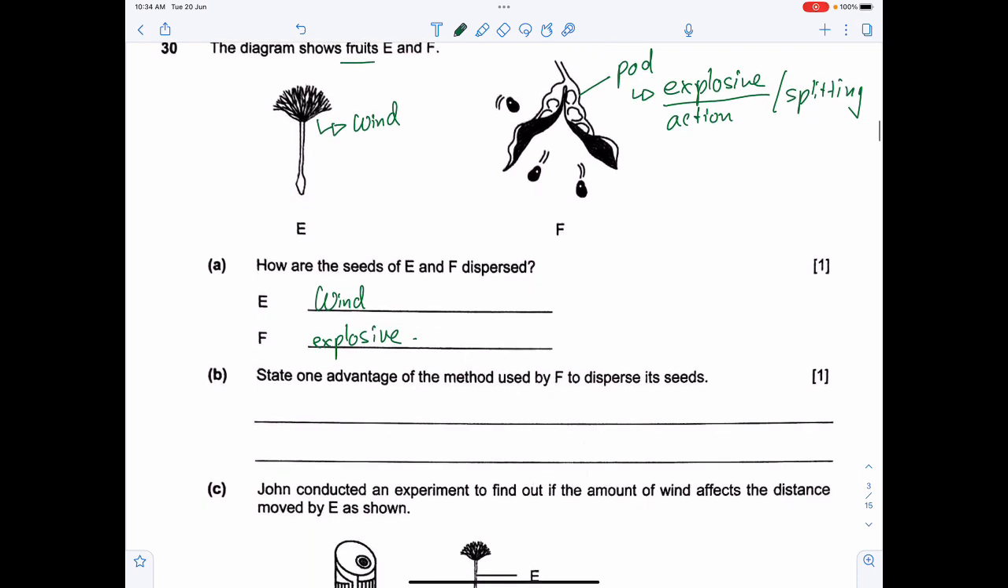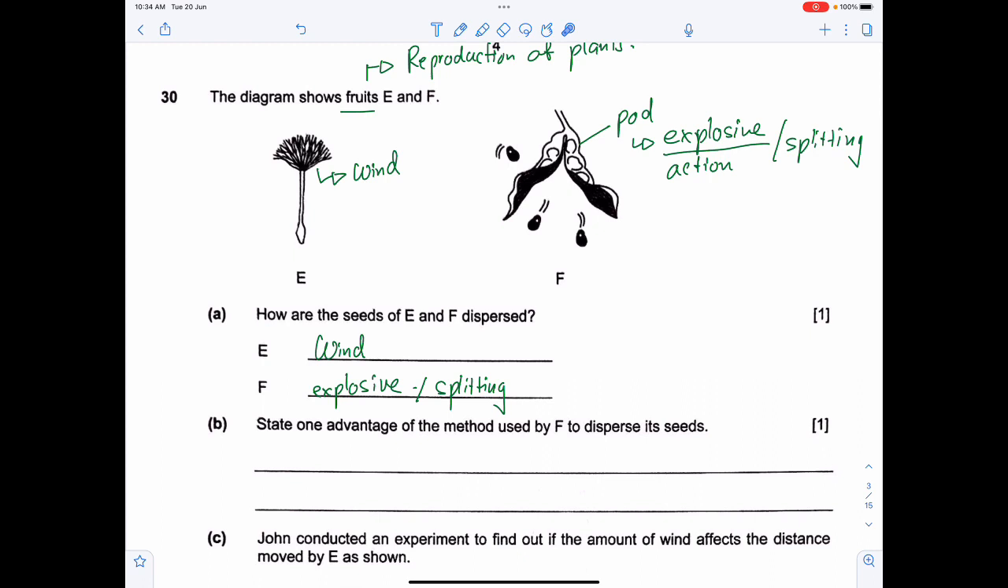Now state one advantage of the method used by F to disperse its seeds. So F in this case is using the explosive or splitting method. When you ask a question like this, I want to teach you a method of eliminating certain things. The way to do it is to ask yourself, what is the opposite of this method?